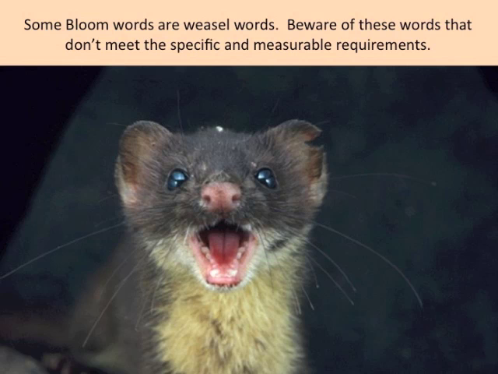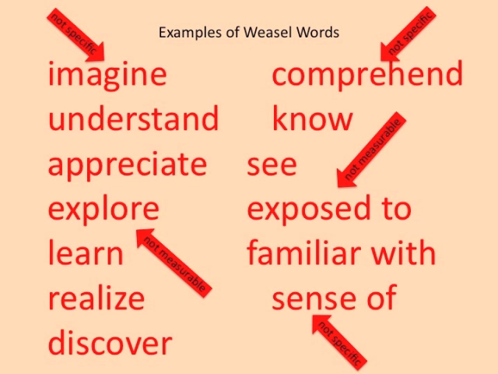Even though they are on some Bloom lists, there are some words that are too general, lack specificity, and are unable to be measured. These weasel words should be avoided. Examples of these weasel words include imagine, comprehend, understand, know, appreciate, see, explore, expose to, learn, familiar with, realize, sense of, and discover. Again, these words are not specific or measurable and should be avoided in learning objective construction.